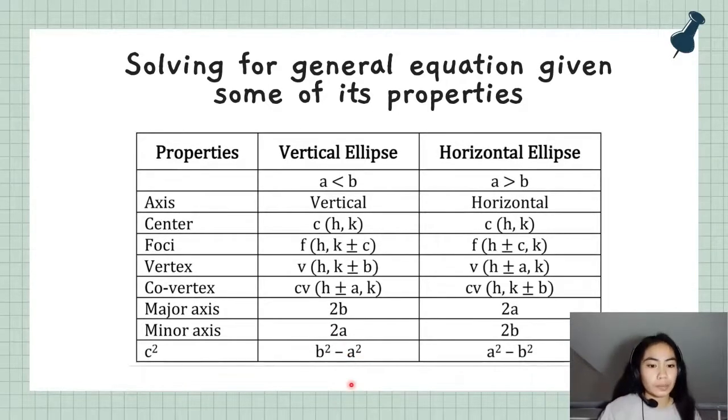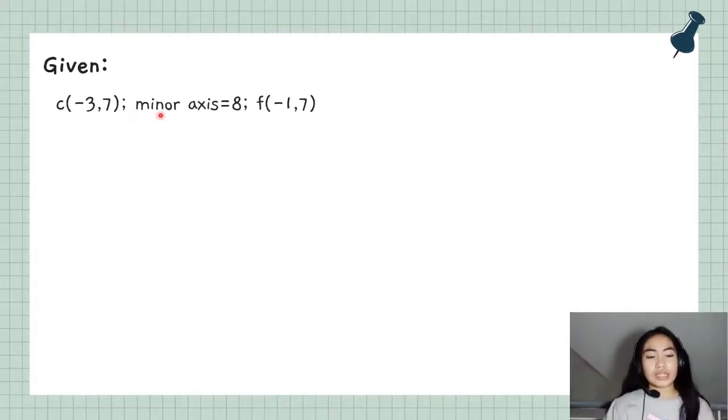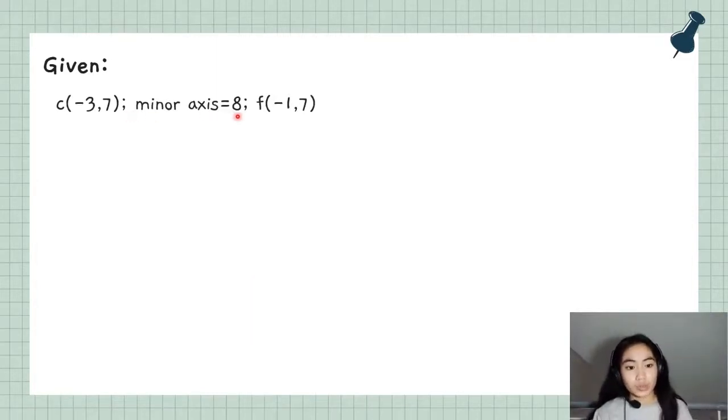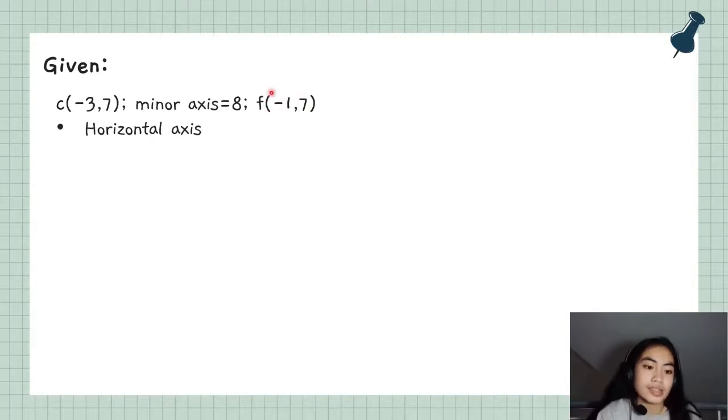So we will use the table right here. For example, we have the center located at (-3, 7), the minor axis which is equal to 8, and the focus located at (-1, 7). So first we need to consider what is the axis of this ellipse. By observation, we can see that this is a horizontal ellipse because it changes on the x-axis, while on the y-axis it remains the same.